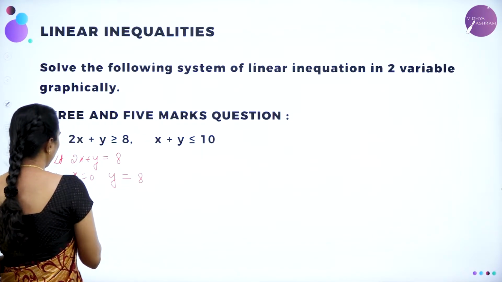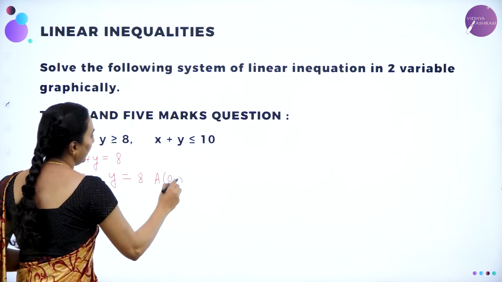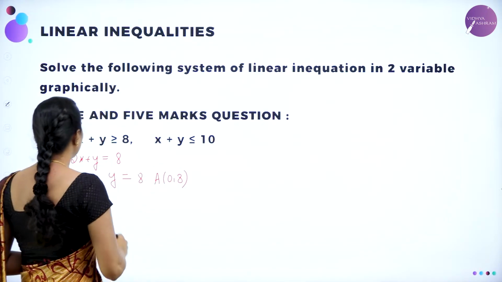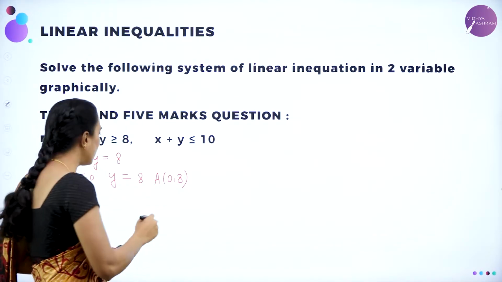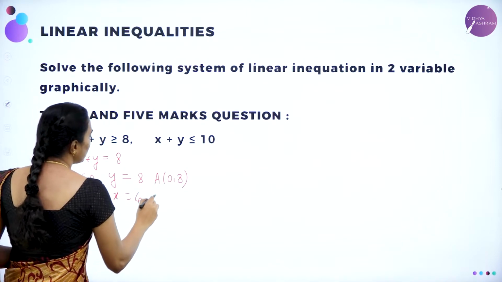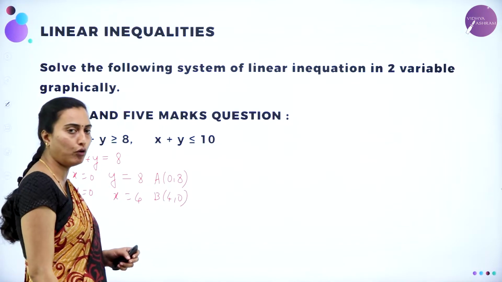And then if you put y is equal to 0, so this is a point A of 0, 8. So y-axis will go up to 8. So if you put y equal to 0, 2x equal to 8, 2 4s are 8. So x will be equal to 4. So this is a point B of 4, 0. Now x-axis will go up to 4 units.